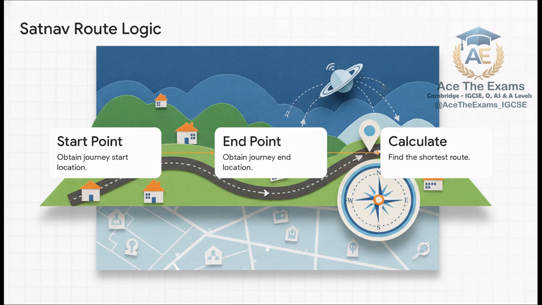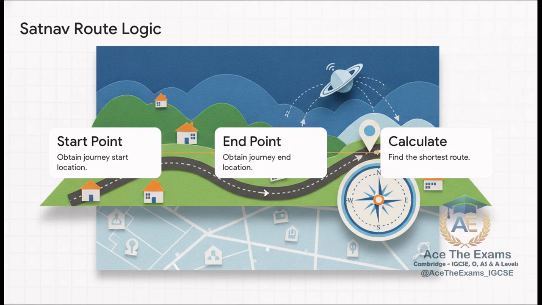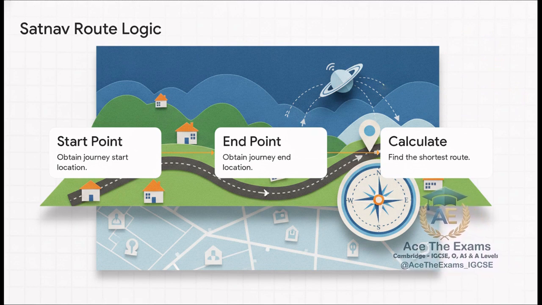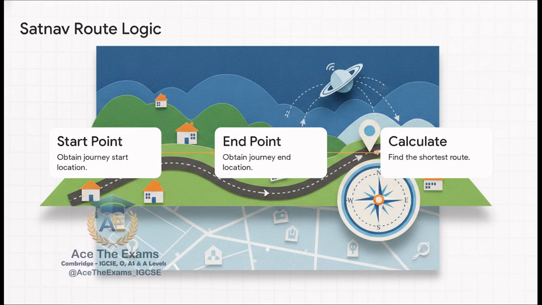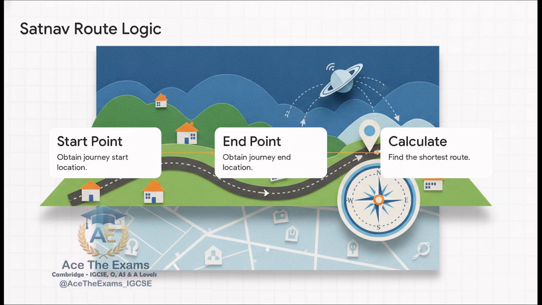Think about your phone's sat-nav calculating an estimated time of arrival. Step 1 is obtaining the start point. Step 2 is obtaining the end point. Now, you could probably swap the order of 1 and 2, but Step 3, calculating the actual shortest route, absolutely cannot happen until the first two are locked in. Without that data, the execution just fails entirely.